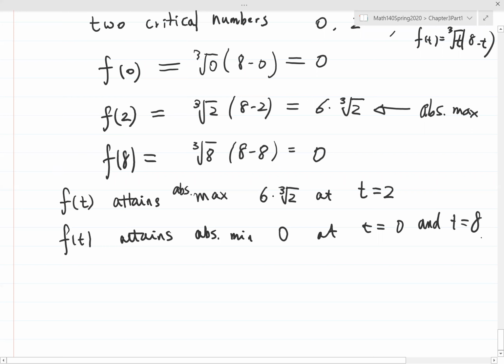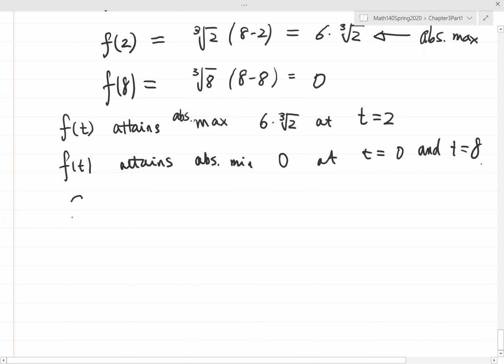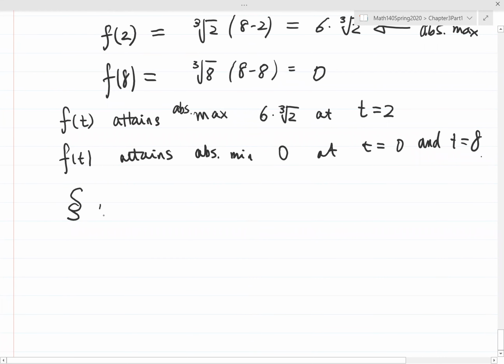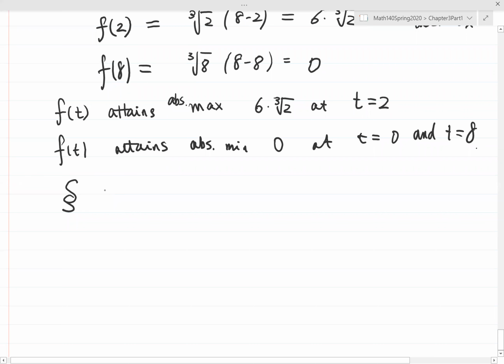Now we are done for this section, maximum and minimum values. All right, let's go to the next section, which is the mean value theorem. Now this section is really important. It's section 3.2, the mean value theorem.